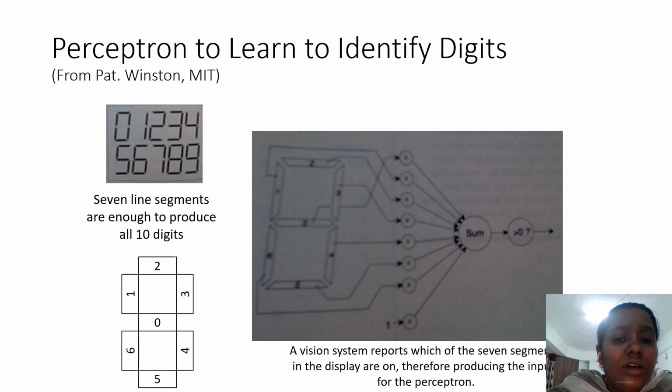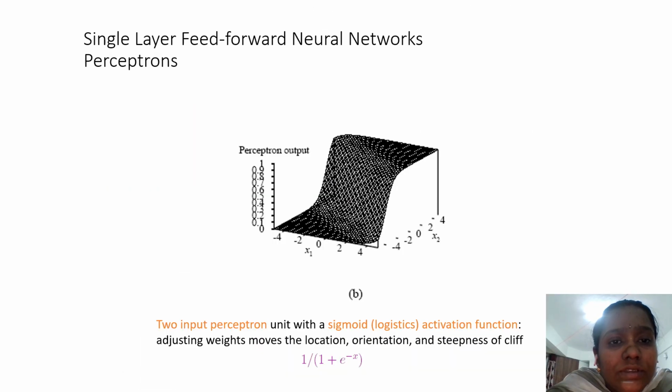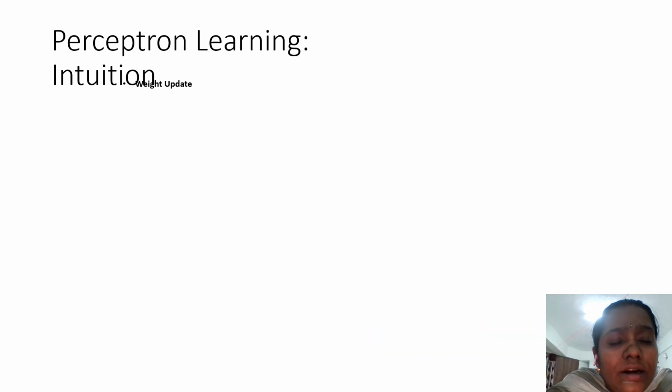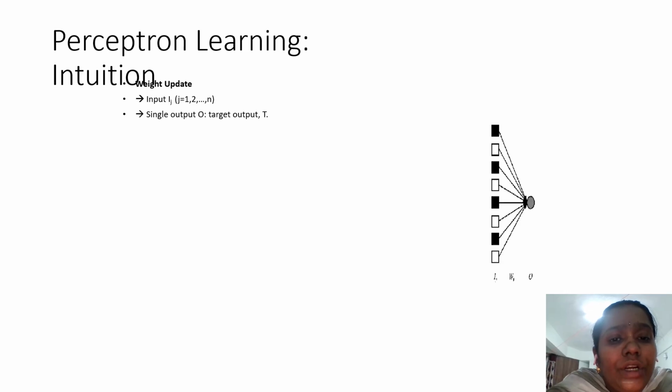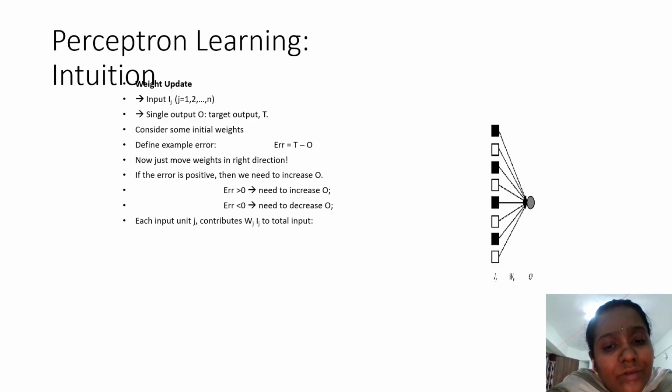So this is another perceptron model. The perceptron model comprises a variety of things. This is a single layer feed forward neural network with two inputs, a perceptron with sigmoid activation function, and adjusting the weights moves the location and orientation of the cliff. And this is the perceptron learning intuition, with a single output O and target output T. Consider some initial weights that differ with the error, and move them in the right direction. If the error is greater than 0, we need to increase O. If the error is less than 0, we have to decrease O.